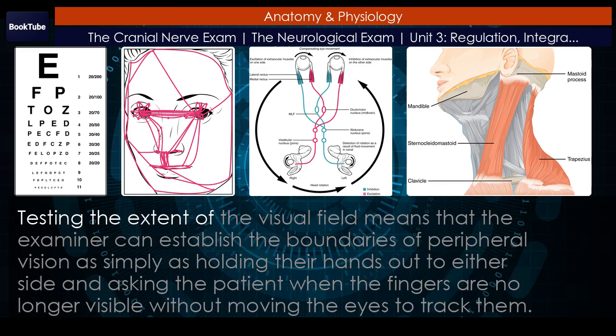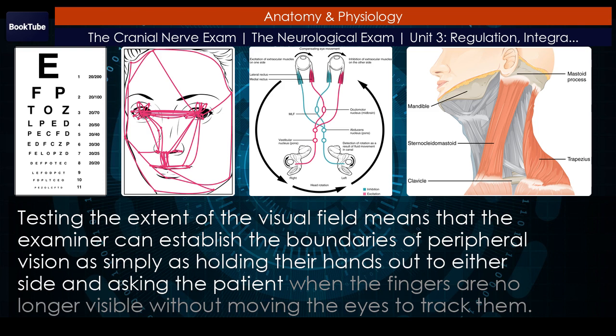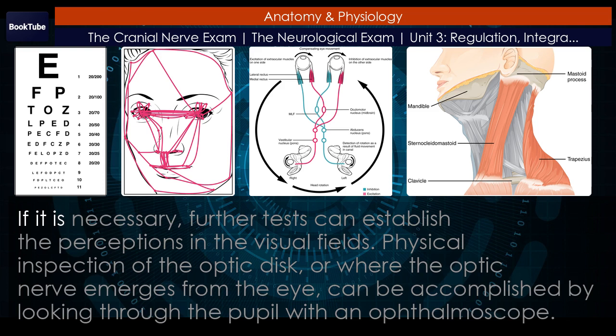Testing the extent of the visual field means that the examiner can establish the boundaries of peripheral vision as simply as holding their hands out to either side and asking the patient when the fingers are no longer visible without moving the eyes to track them. If it is necessary, further tests can establish the perceptions in the visual fields.